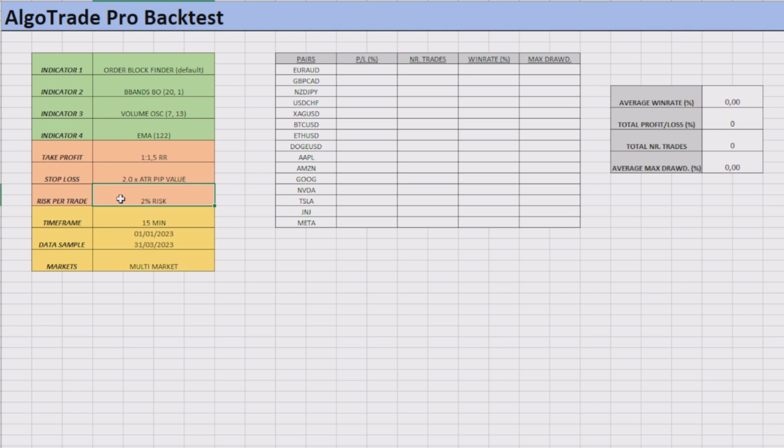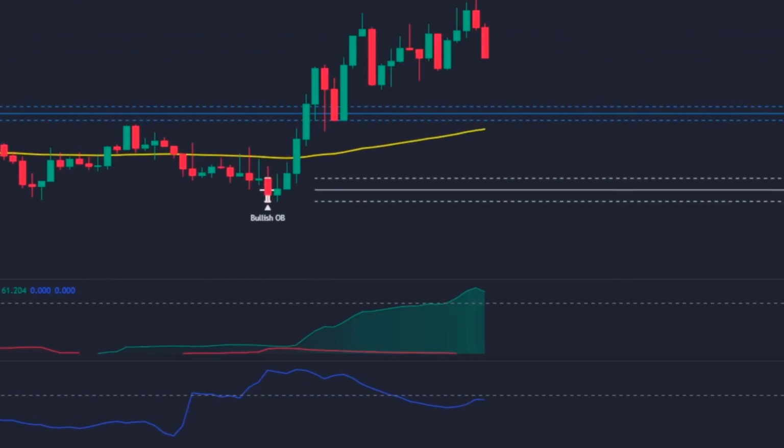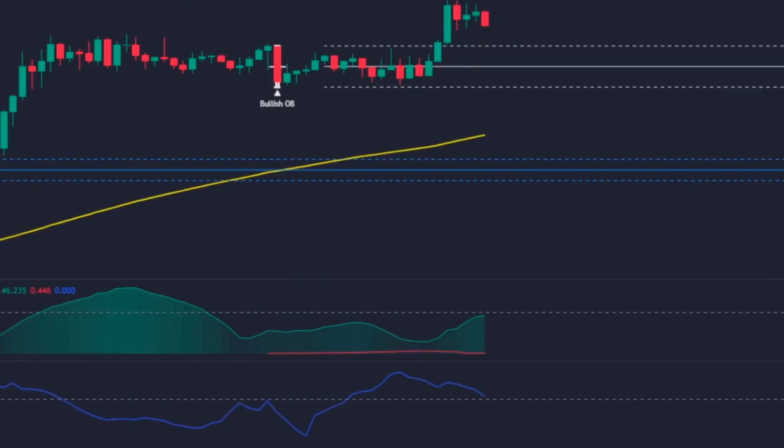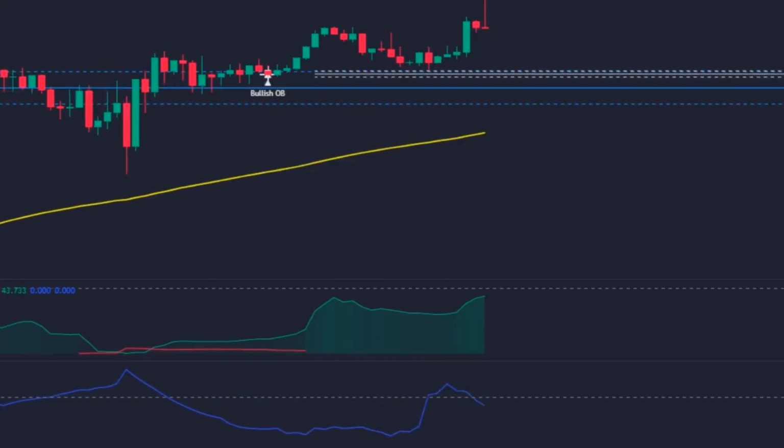The risk per trade will be the usual 2%, and I will insert every important statistical information in this Excel to show you the average results. I will speed up the backtest, but you can slow it down in the YouTube settings to check all the results. I'll see you in a minute.